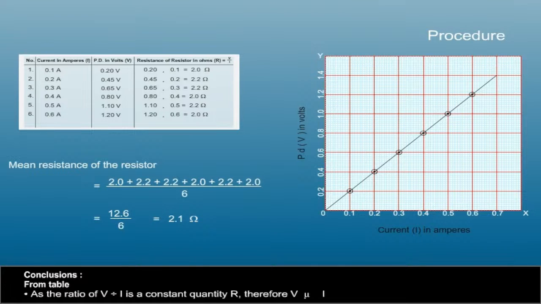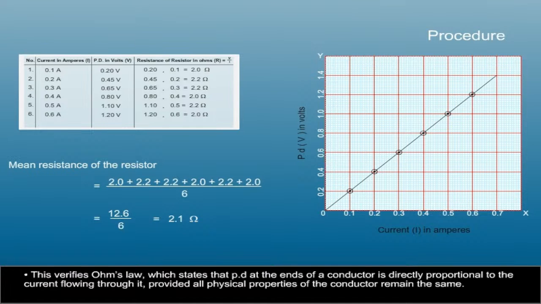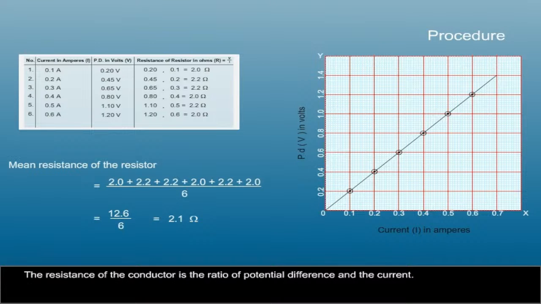Conclusions. From table. As the ratio of V upon I is a constant quantity R, therefore, V is directly proportional to I. This verifies Ohm's law, which states that potential difference at the ends of a conductor is directly proportional to the current flowing through it, provided all physical properties of the conductor remain the same. The resistance of the conductor is the ratio of potential difference and the current.